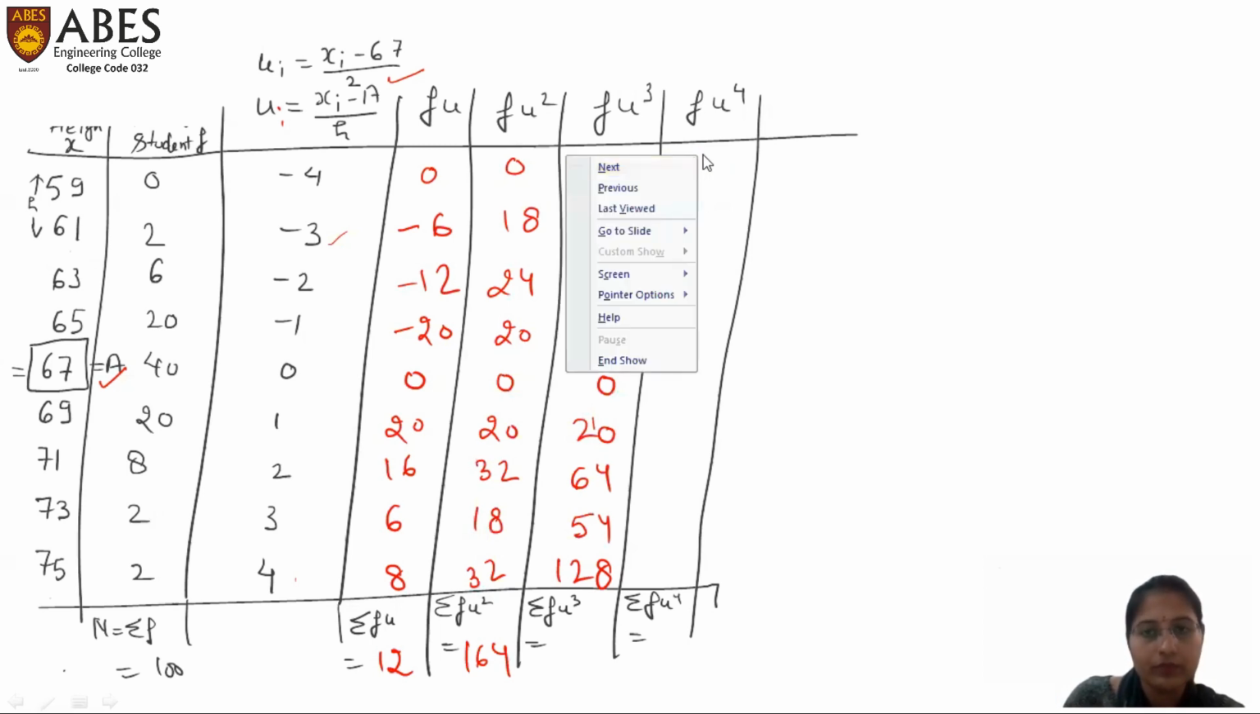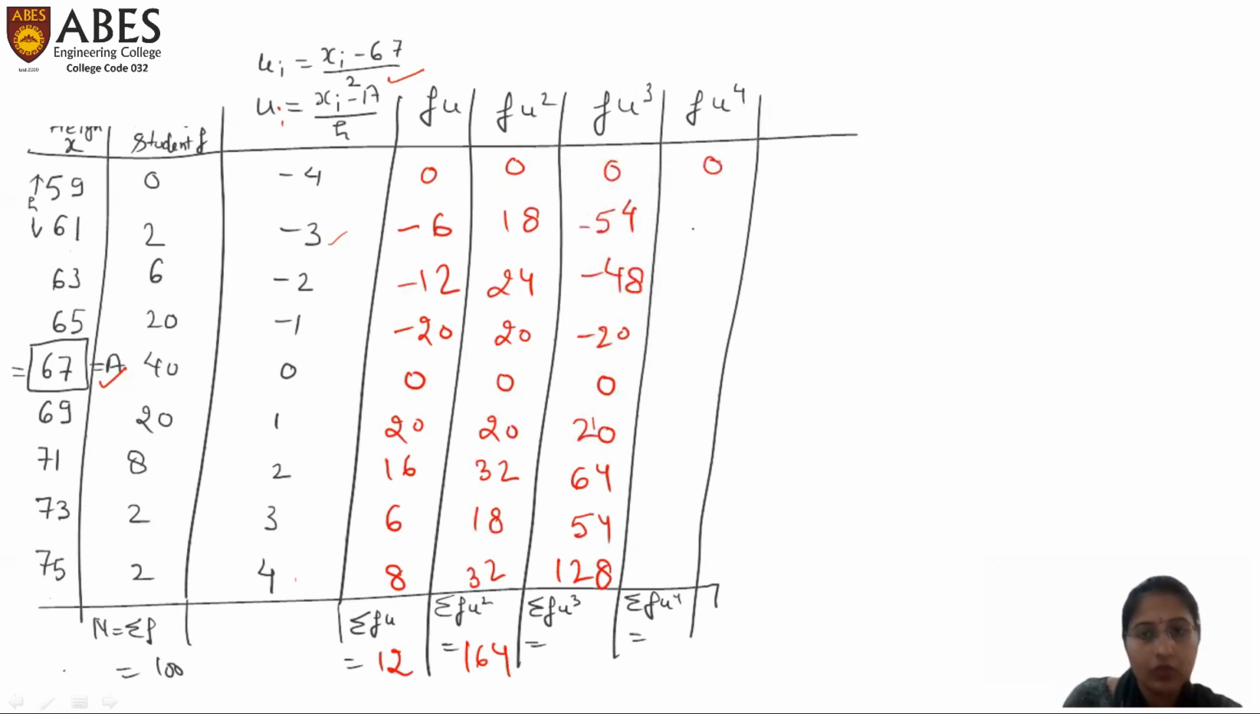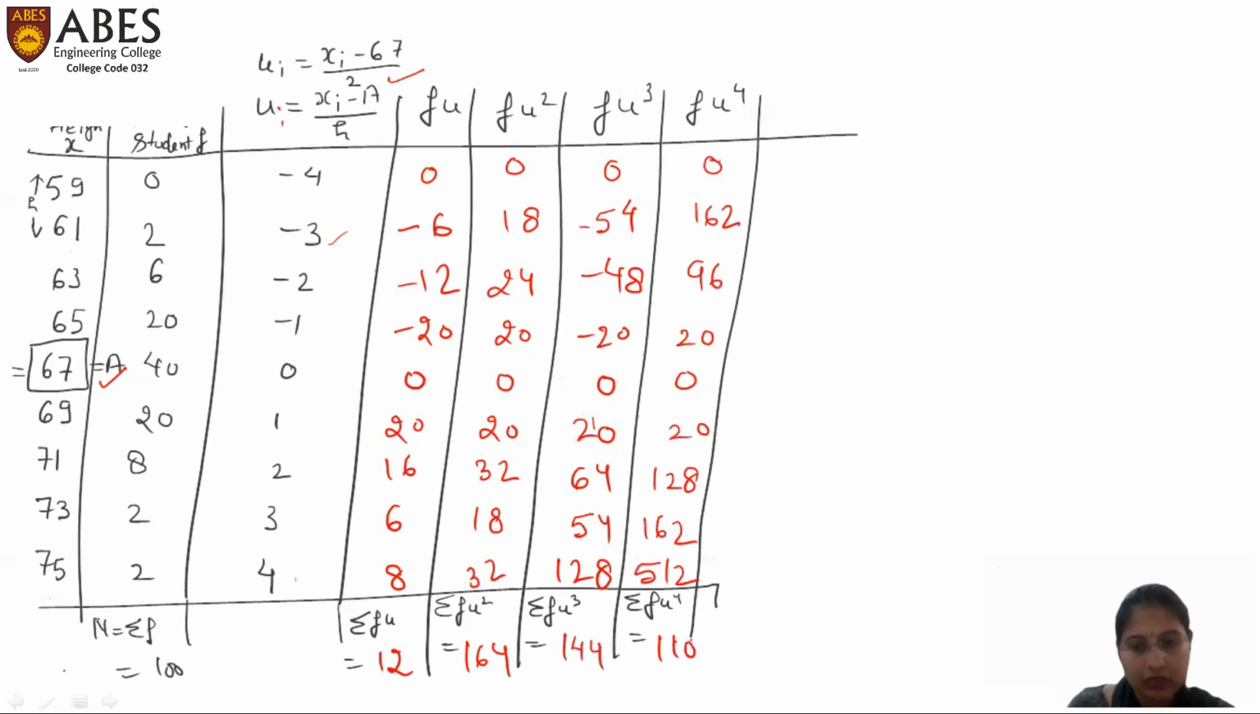Now fu power 4: 0, 162, 96, 20, 0, 20, 128, 162 and 512. Summation of fu cube is 144 and summation of fu power 4 is 1100. And the summation of the frequencies is 100, which is capital N. Now we'll put all these values in the previous formula.